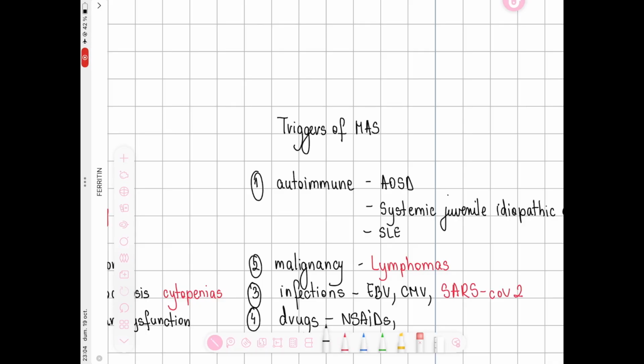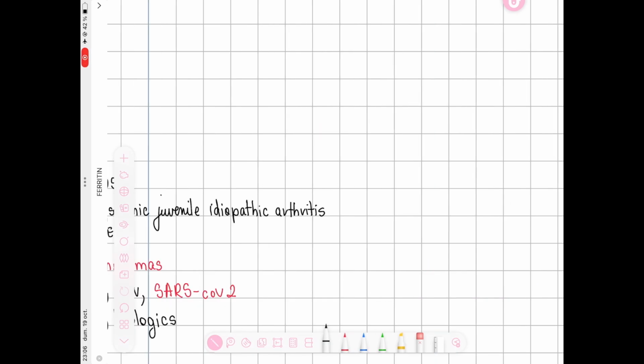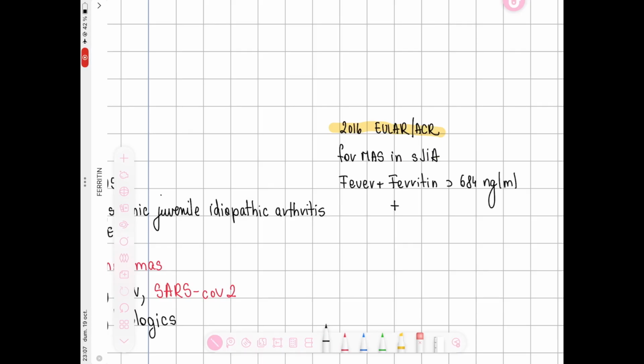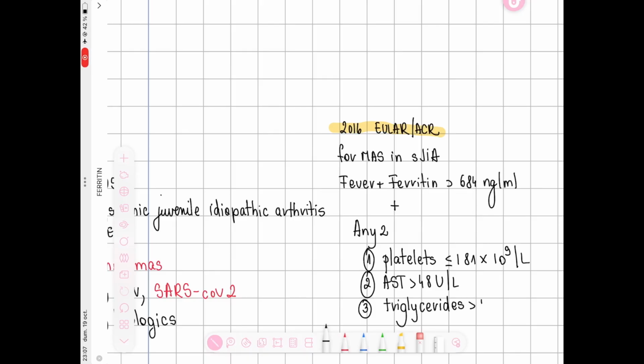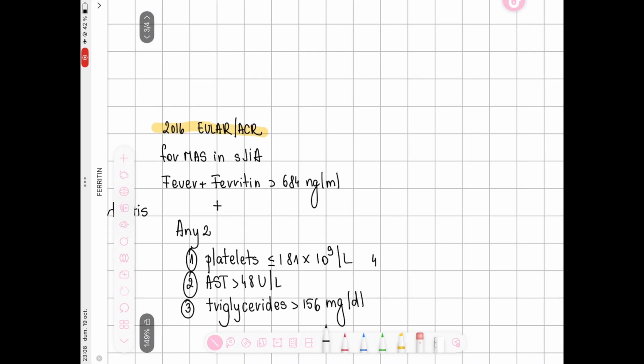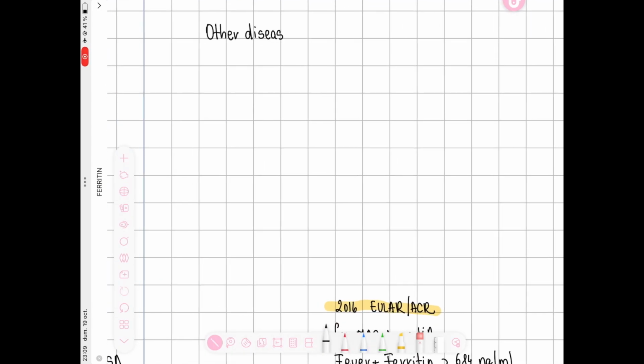In 2016, the Pediatric Rheumatology International Trials Organisation, or PRINTO, published classification criteria for systemic juvenile idiopathic arthritis that help distinguish macrophage activation syndrome from active systemic juvenile arthritis without macrophage activation syndrome. These criteria include fever plus ferritin more than 684 nanograms per milliliter, associated with two other criteria: low platelets, high aspartate aminotransferase, low fibrinogen, and high triglycerides.